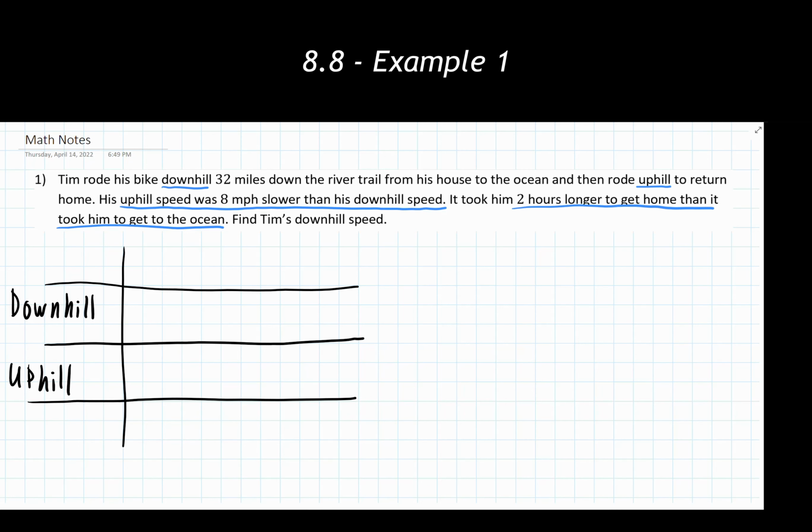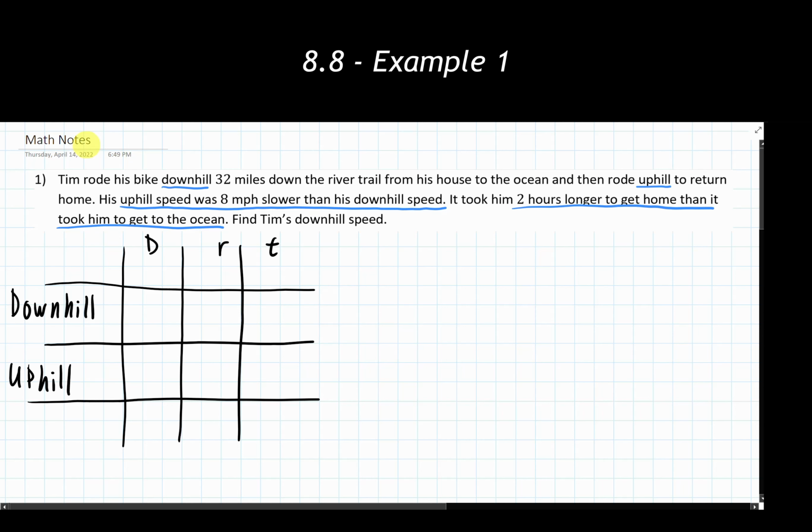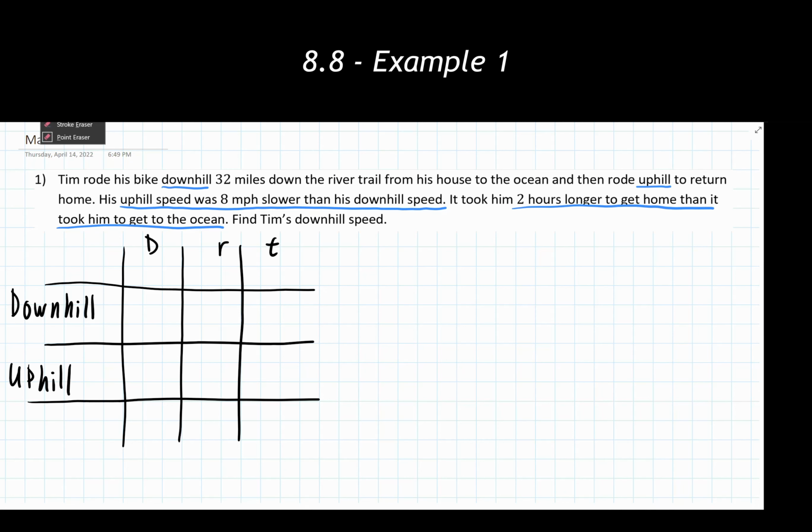And now this sounds like a distance, rate, and time problem. There's some amount of distance that's being traveled at some speed or different speeds over some amount of time. So we're going to fill in some parts here. Make this a little bit neater for ourselves.